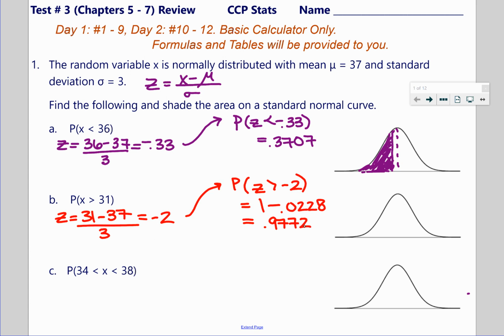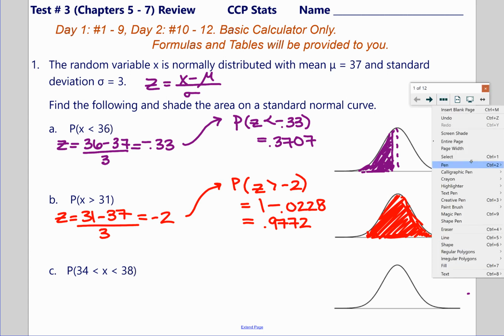0.9772. Sketching that, again, mean would be right in the middle. Z-score of negative 2, 2 standard deviations to the left is going to be pretty far over. And then it's the probability greater than, which means we shade to the right. Remember, again, the total area under the curve is 1. So if you're seeing something like a probability of 0.97, that means most of it's going to be shaded.